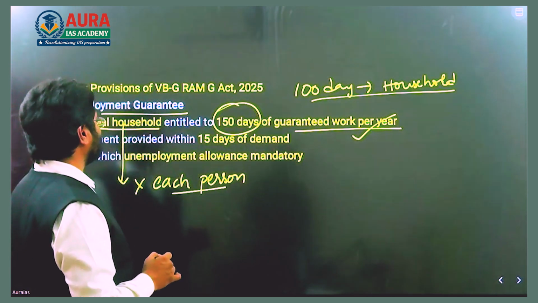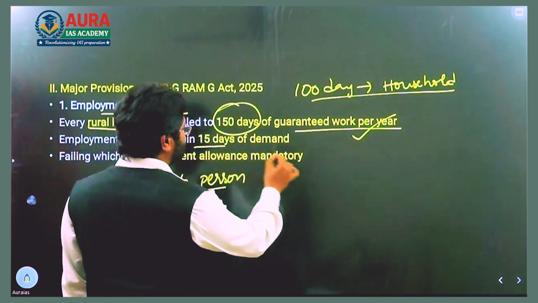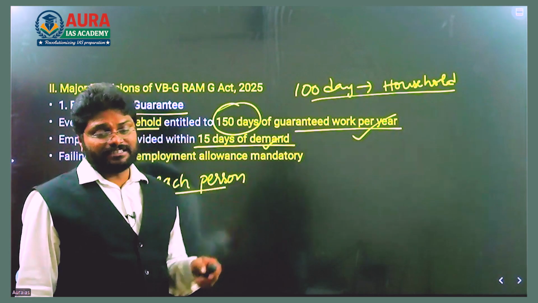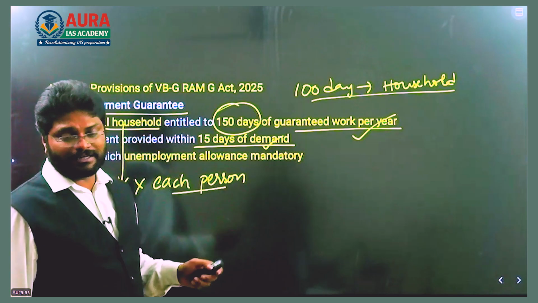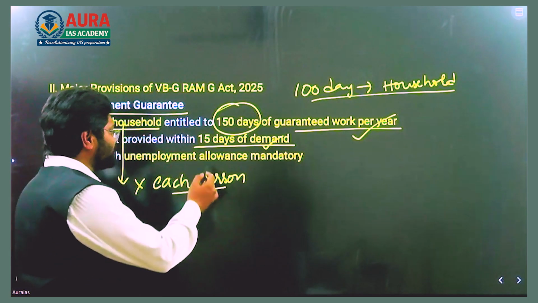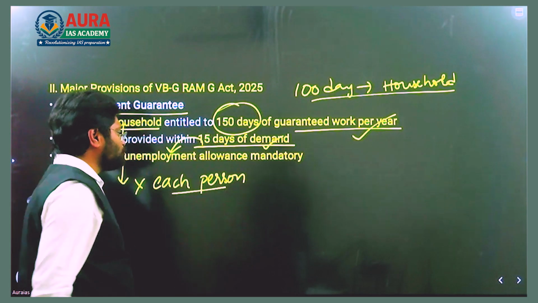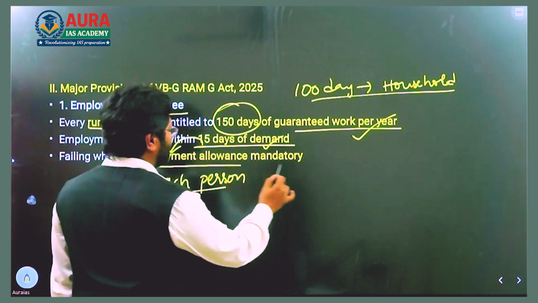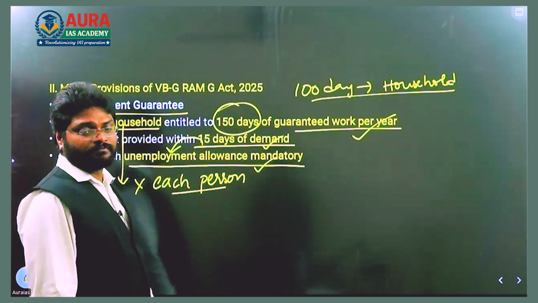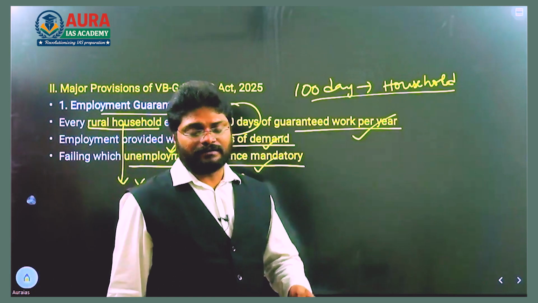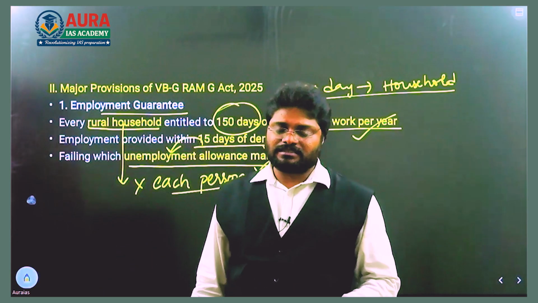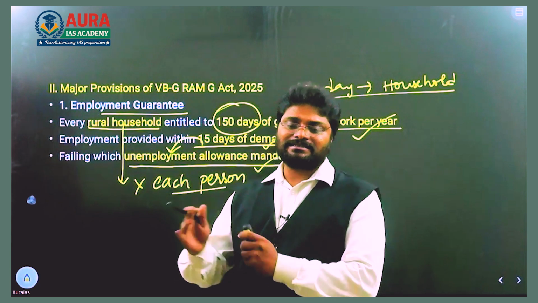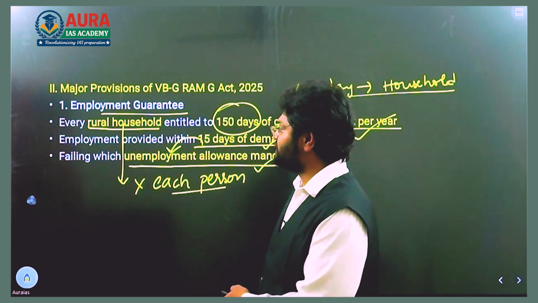Employment is to be provided within 15 days of demand. Whenever the Gram Sabha demands, the employment should be provided within 15 days according to this act. If the government is not able to provide it, they are entitled to an unemployment allowance. This is a mandatory provision. Except for the number of days, more or less the same provisions are present in MG NREGA. Here the big change is that work has increased from 100 days to 150 days.